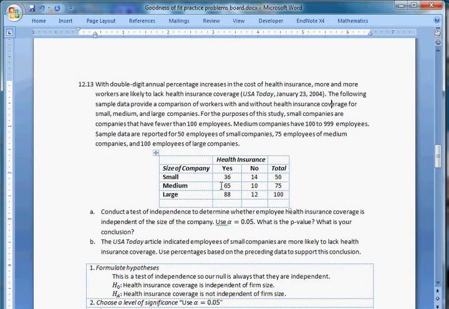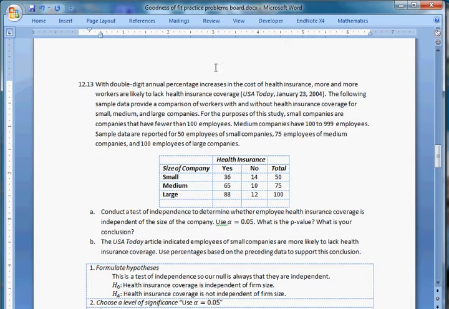Part A is asking us to conduct a test of independence to determine whether the employee health insurance coverage is independent of the size of the company. It gives a level of significance of 5% and wants to know what our conclusion is. So, what is the p-value? What is our conclusion? Well, first, we can't have a p-value until we have hypotheses. So, let's put together our hypotheses.